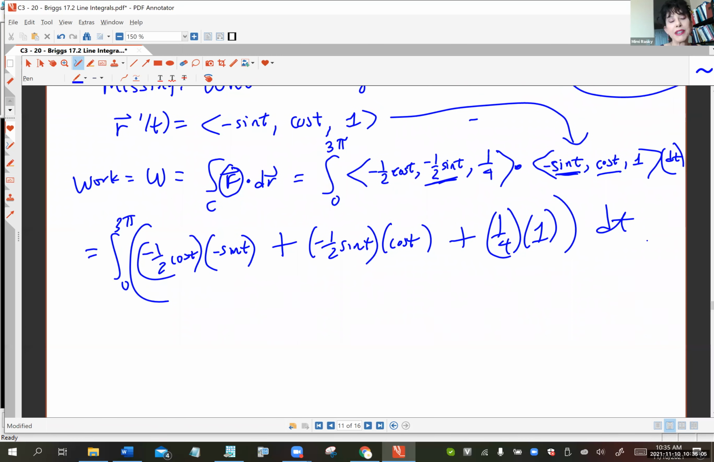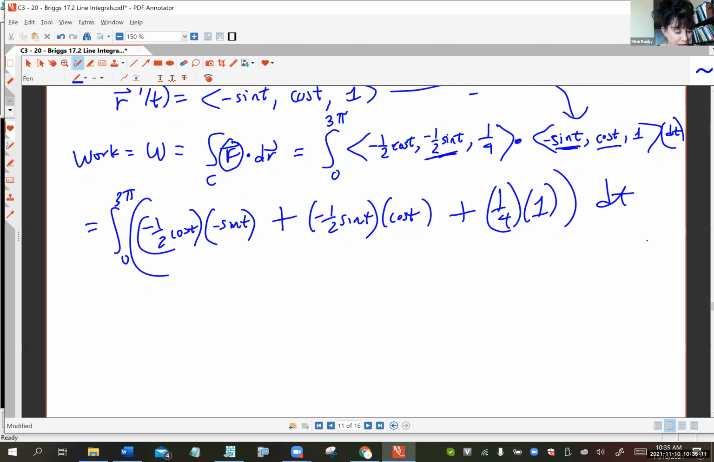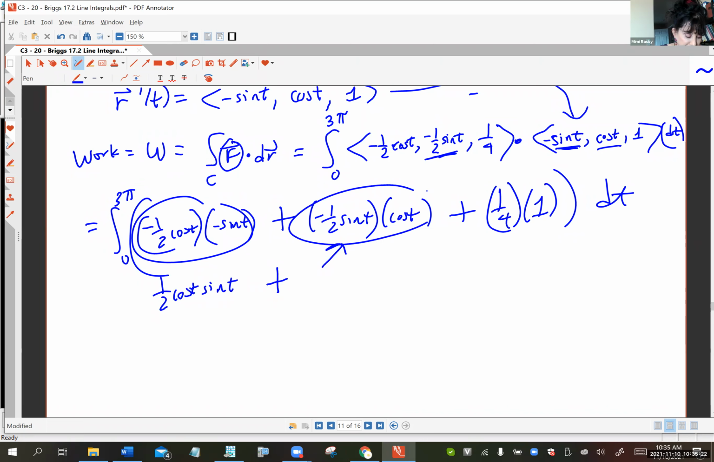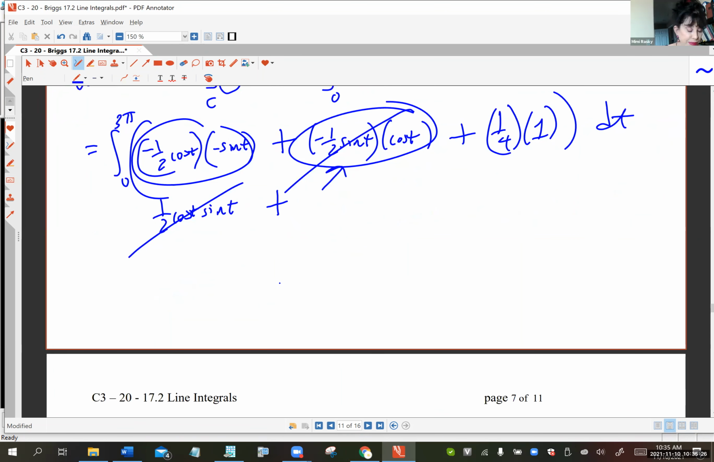Now, something is going to happen in this particular example that doesn't always happen. But we actually can simplify this expression. Well, how come? Because this first term, a negative times a negative, is a positive, 1/2 cos t sine t. And when you add that to -1/2 sine t cos t, those add to 0. But don't get too excited. That doesn't always happen. It did on this easy peasy first example.